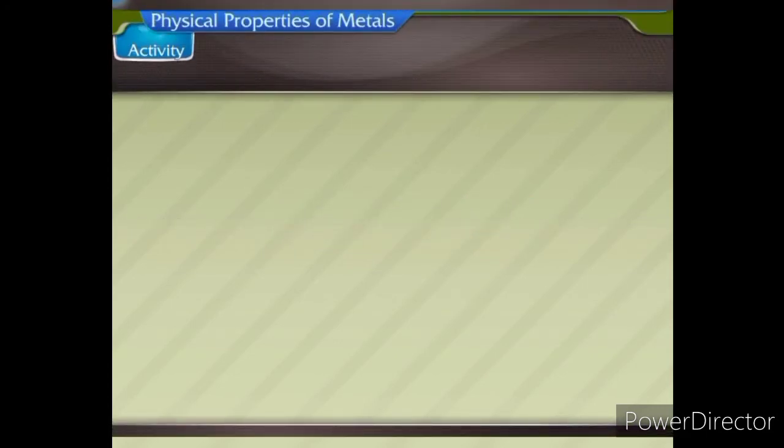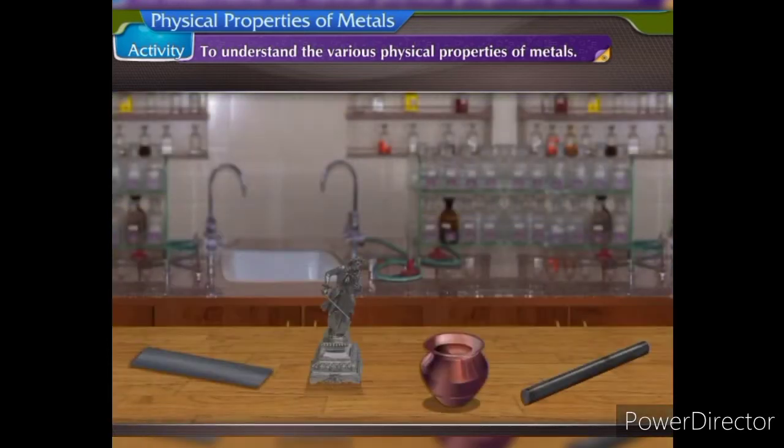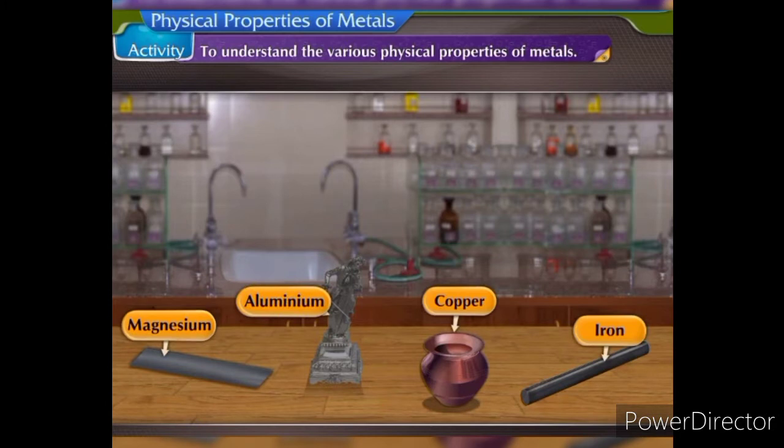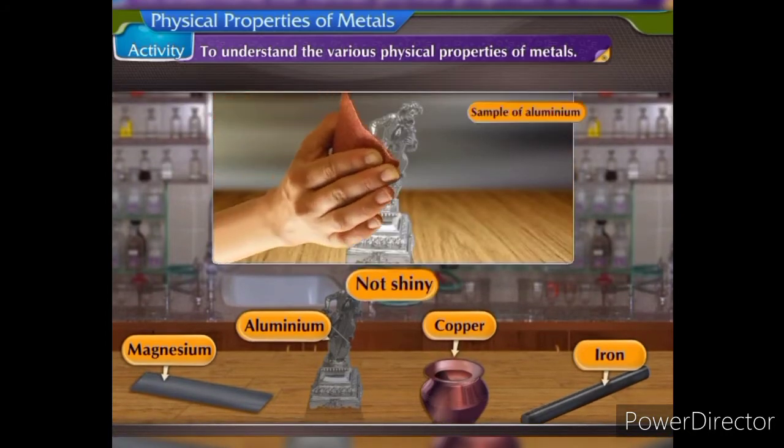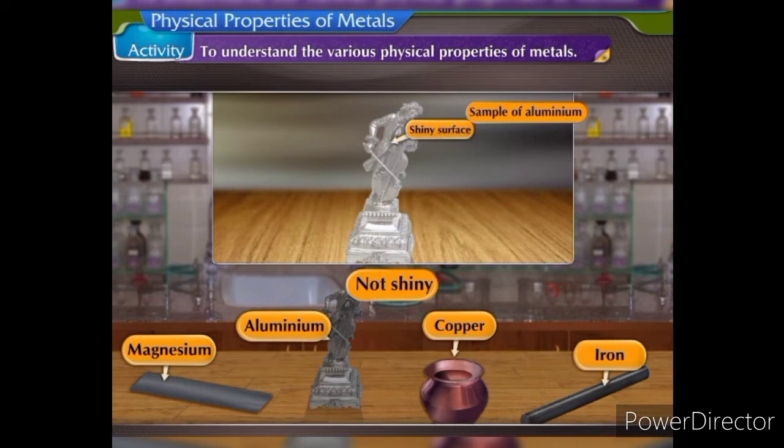Let us perform some activities to understand the various physical properties of metals. Take samples of metals like iron, copper, aluminium, and magnesium. Note the appearances of these samples. All of them do not look very shiny. Now, clean the sample with sandpaper and note their appearance again. All of them now have a shiny surface. This property of metals is called metallic luster.